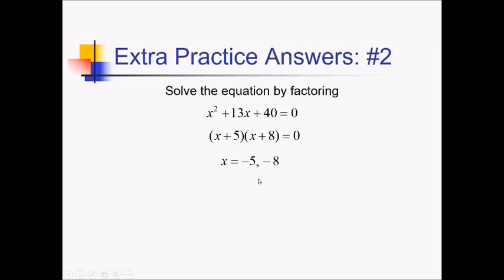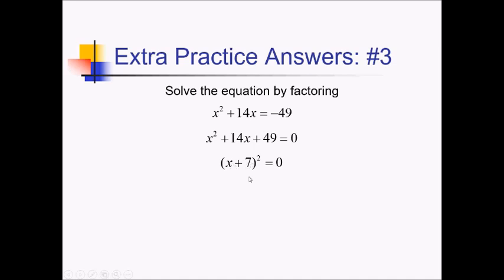For this problem, I'm trying to solve by factoring. To do that, I need to have everything over on one side. So let me add this 49 over to the left side, leaving 0 on the right. And now I just need factors of 49 that add up to 14. Well, 7 and 7 seems to work, so I can write x plus 7 squared, since there's two of these factors of x plus 7. And then I just have to set one of these x plus 7s equal to 0 and solve. And if I have a value of negative 7, that would zero this out. So negative 7 is my only answer.